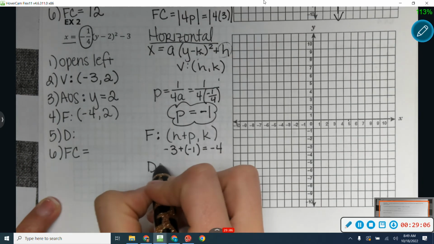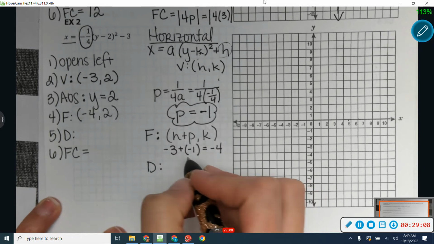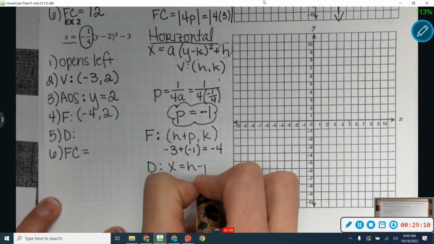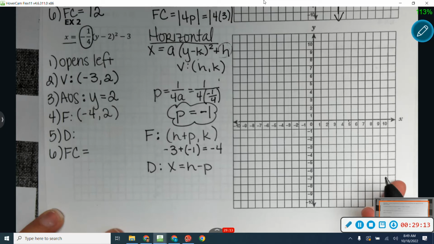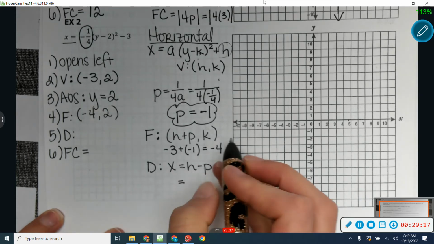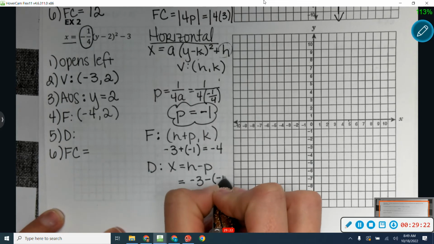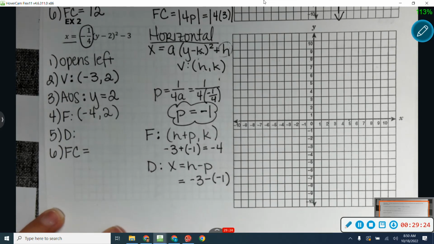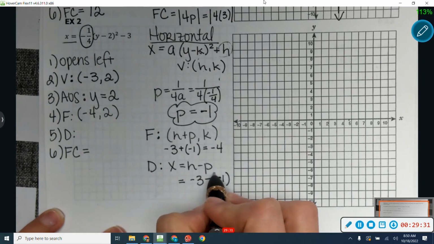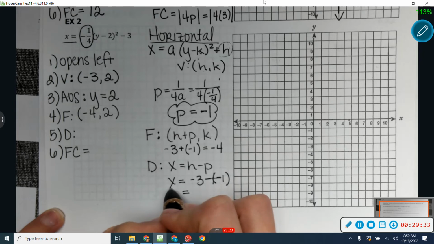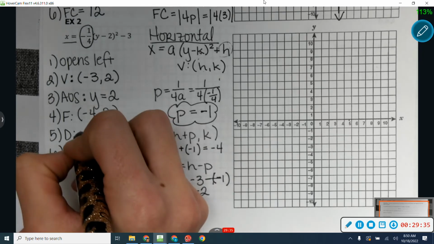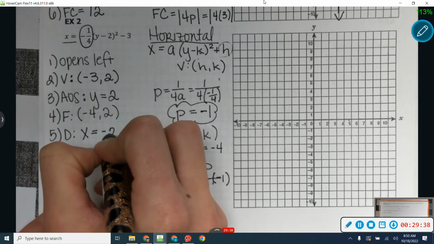My directrix is x equals h minus p. So I'm going to take my h value, which is -3, minus -1. So your focus, you're adding, your directrix, you're subtracting. Alright, minus a negative turns into plus. That's going to give me -2, so my directrix is x equals -2.